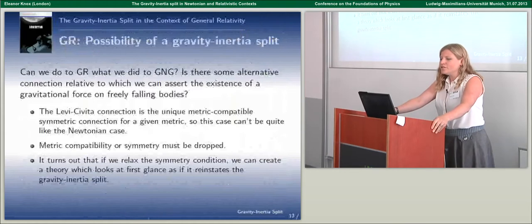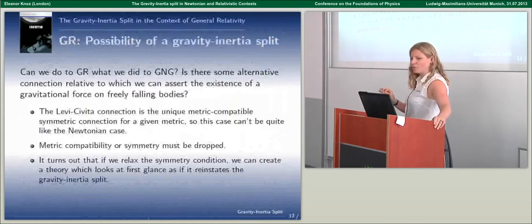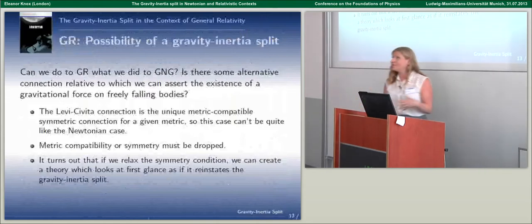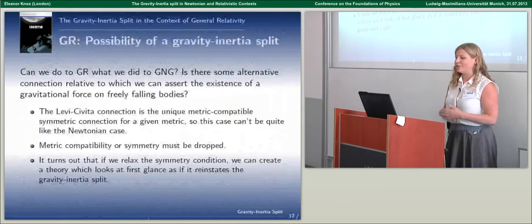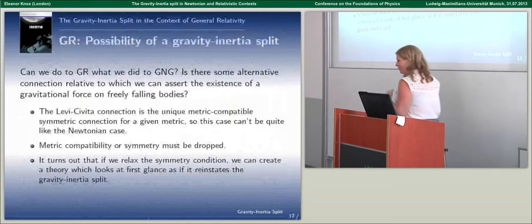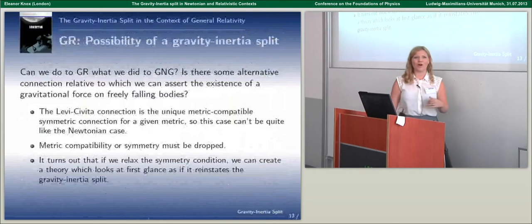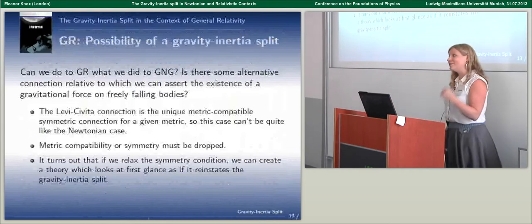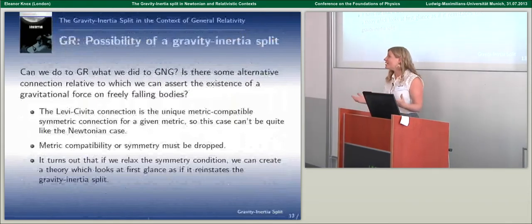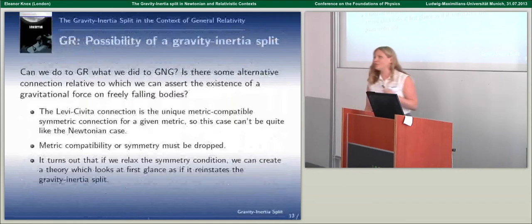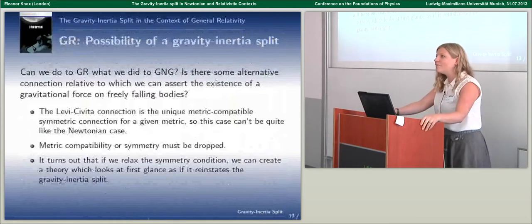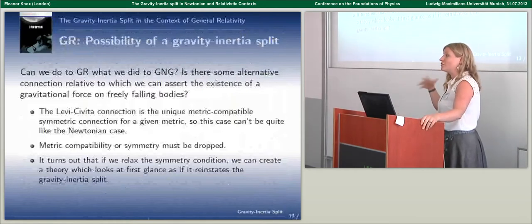All right. So what if we want to do to general relativity what we did to geometrized Newtonian gravitation? Could we find this alternative connection, a bit like the one of standard Newtonian gravitation, relative to which you can assert the existence of a gravitational force on freely falling bodies? And it's absolutely obvious to anyone who's done a primer course in GR that it's not going to be straightforward, right? Because the Levi-Civita connection really notably is unique. There is only one Levi-Civita connection for a given metric. That wasn't the case in Newtonian gravitation. There's a huge class of metric-compatible connections, and we could play around with them in all kinds of ways. But here we have a unique connection. So we're going to have to give up one of the conditions we imposed on the Levi-Civita connection if we want to find another connection.